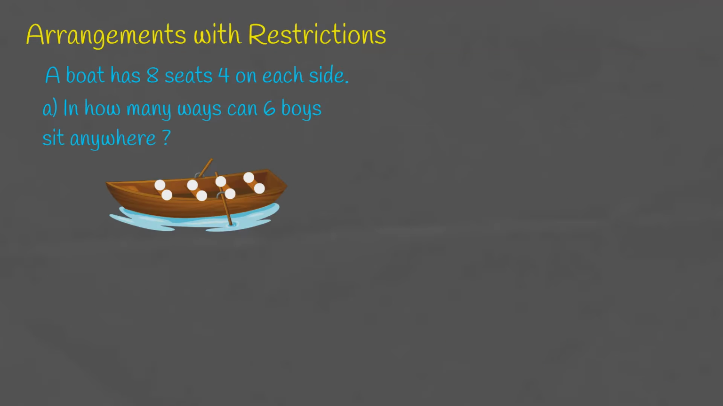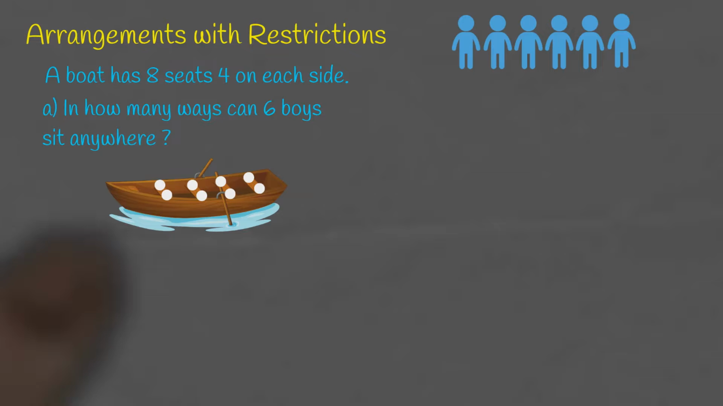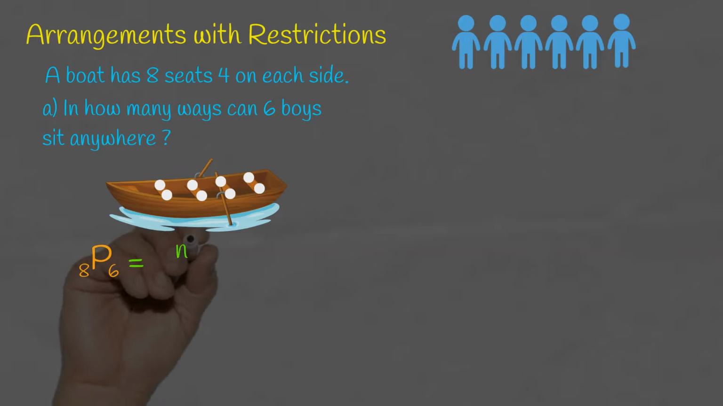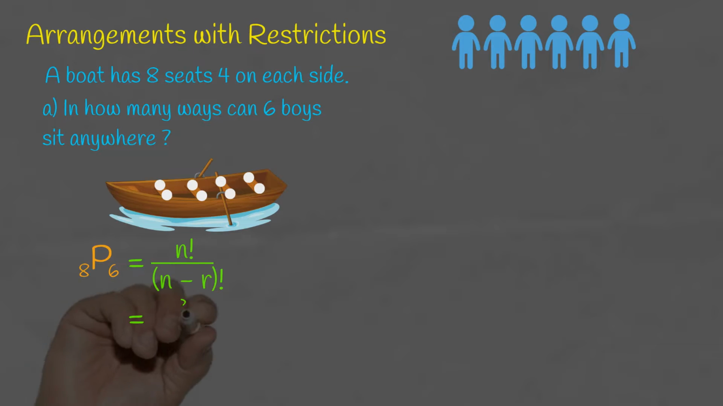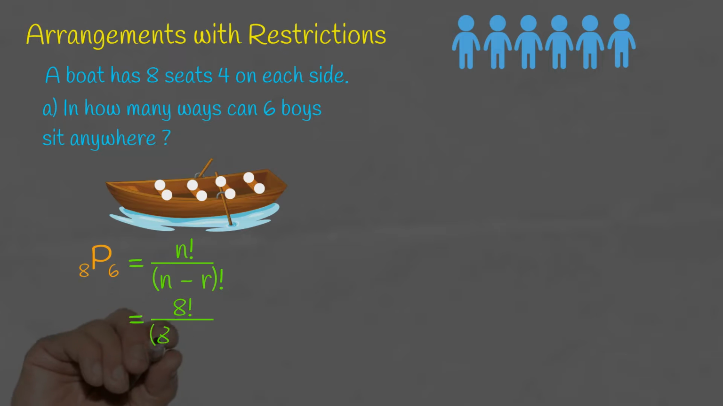So to start with, we have a boat that has 4 seats on each side and we want to arrange 6 boys. This is a permutation as the order matters. It's the same as saying 8P6. Here's the equation for permutations and it's relatively straightforward. You have 8 places, 8 factorial, and you divide it by (8 take 6) factorial, giving 20,160.